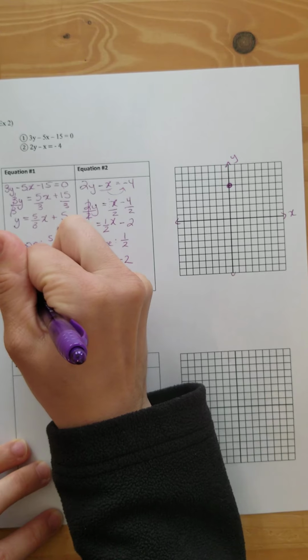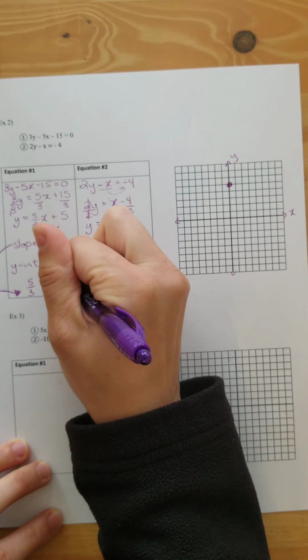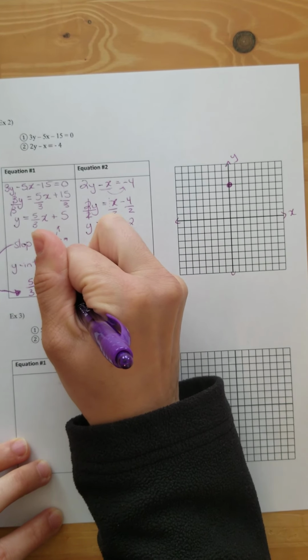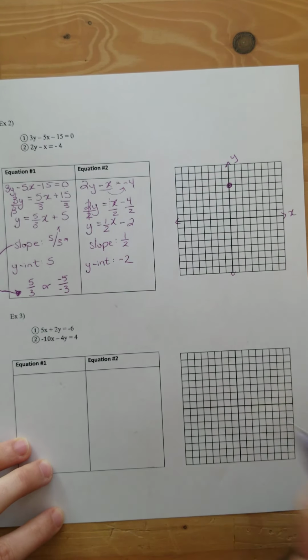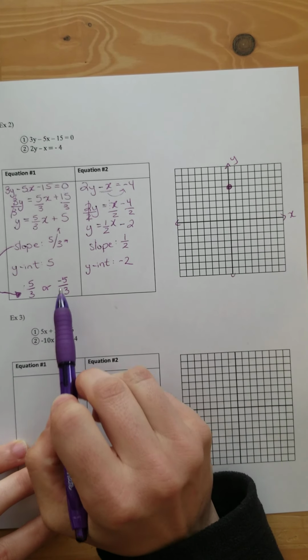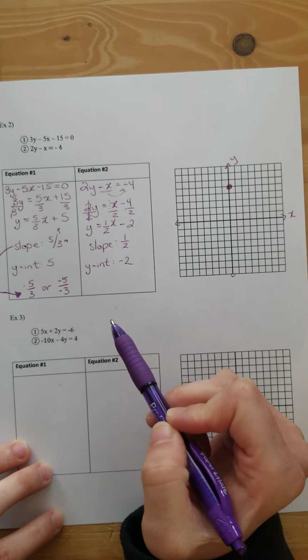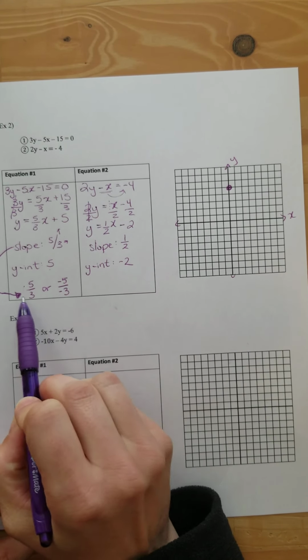My slope is 5 over 3, or an identical slope is actually -5 over -3, because this is a positive fraction, right? And technically this is also a positive fraction because 2 negatives makes a positive. So these are the exact same thing.